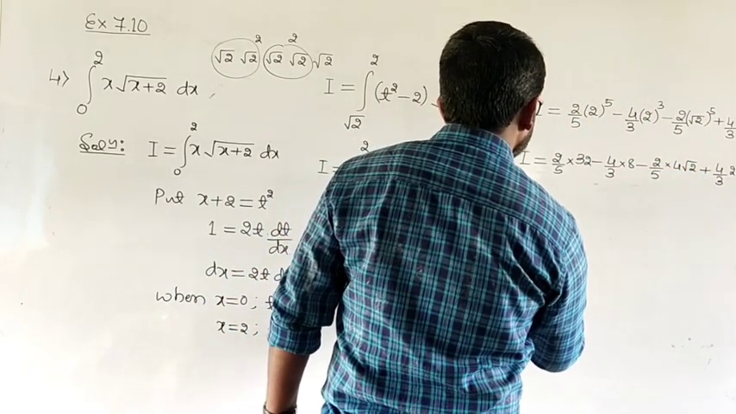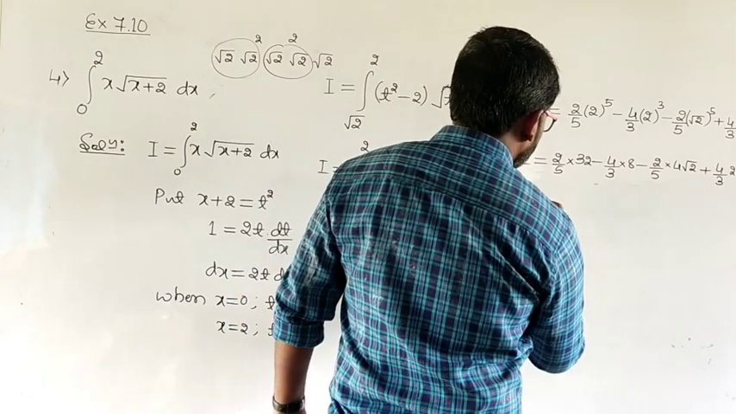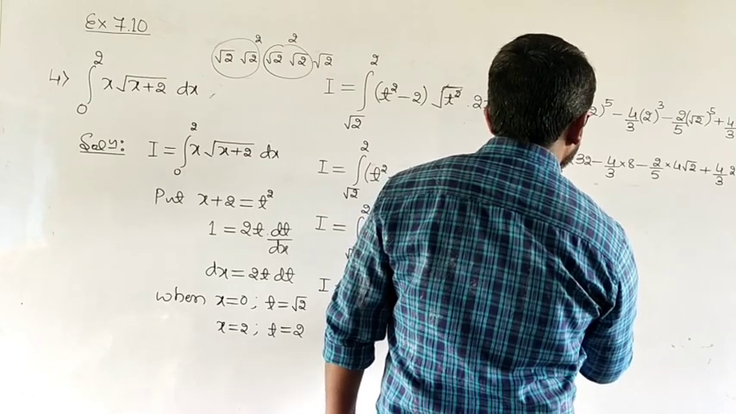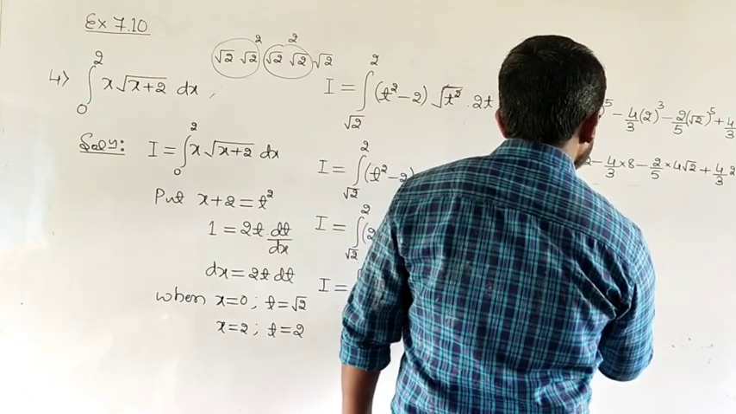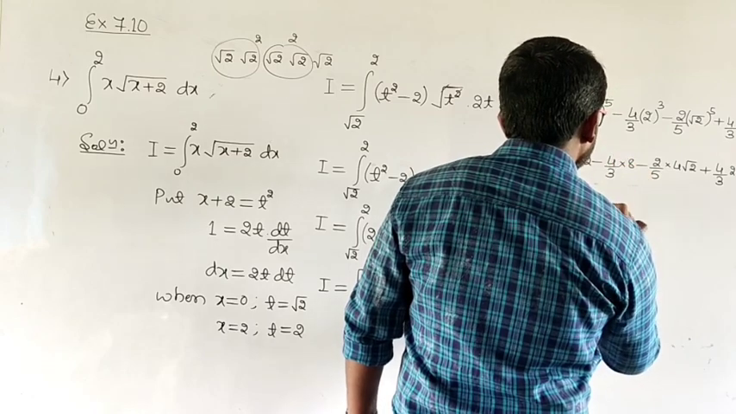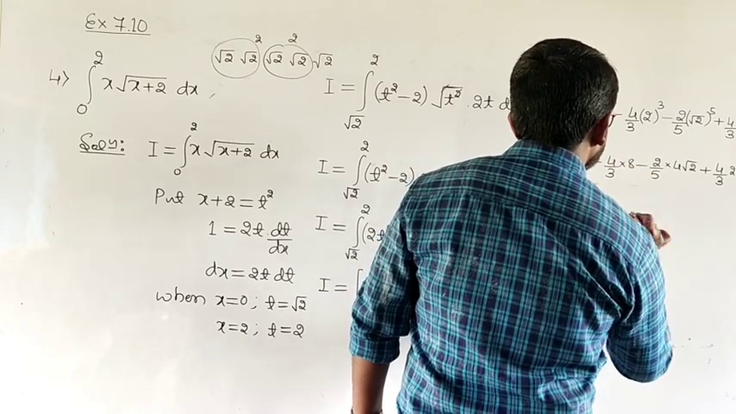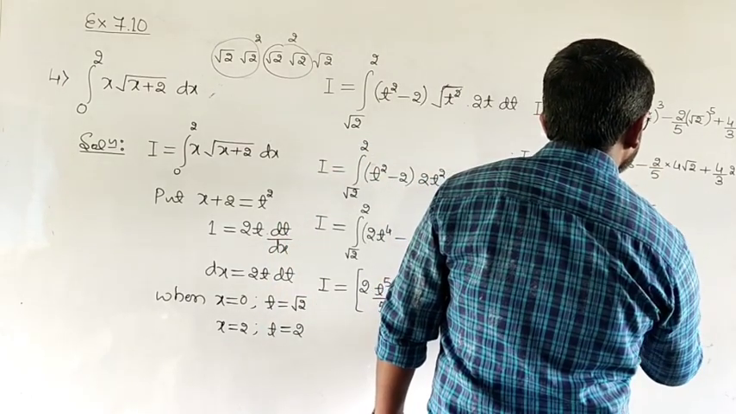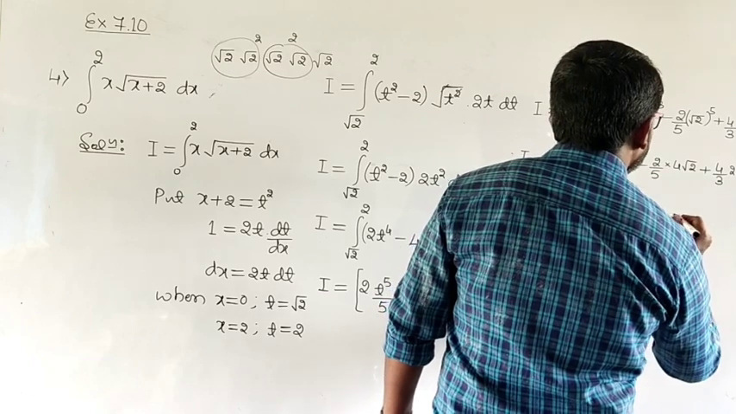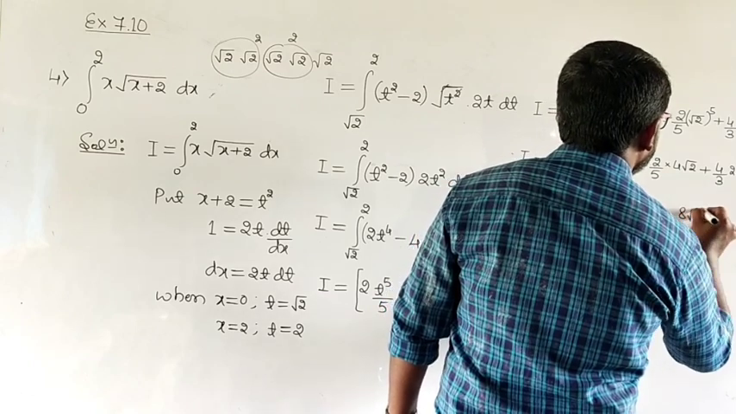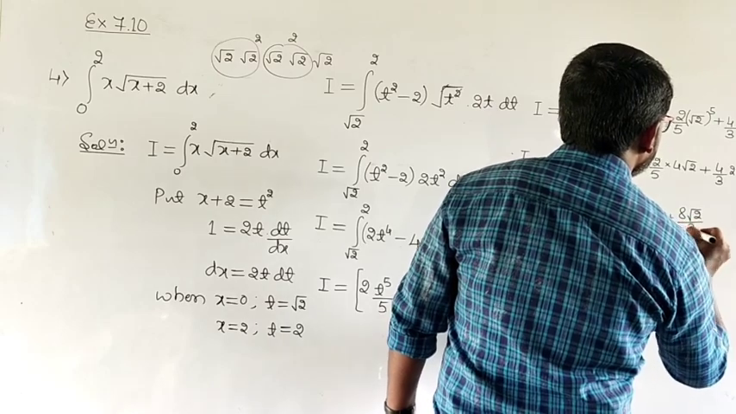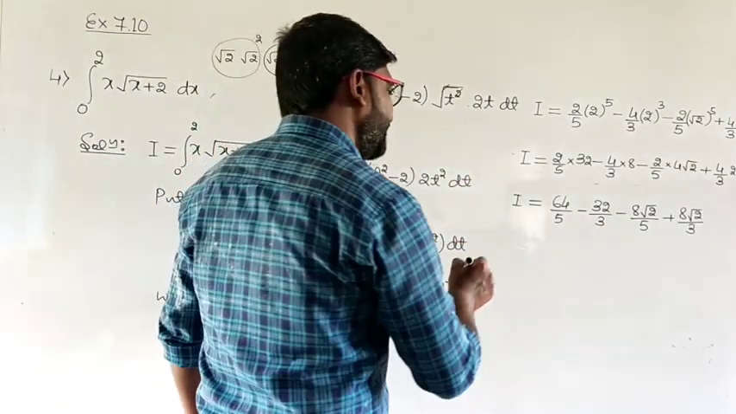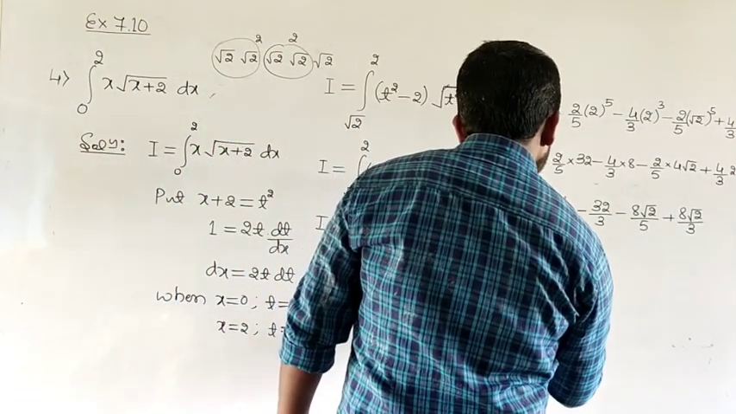I, which is equal to, so what do we get now? 32 into 2 will be 64 divided by 5, then minus 8 into 4 it is 32 divided by 3, then minus 2 into 4 it is 8 times root 2 divided by 5, then plus 4 into 2 it is 8, 8 into root 2 divided by 3. So now what will be the LCM of 3 and 5? It will be 15.